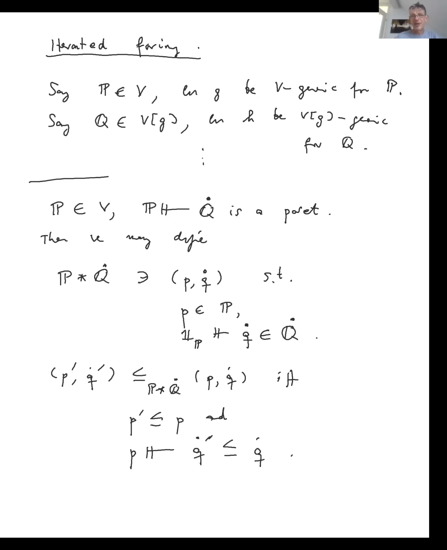Okay, so in some sense this is just a translation. What you're doing is you have a two-step iteration. You first force with P, then with a Q in the extension, and you can do it in one step, and vice versa. Once you understand that you can handle these two-step iterations in one step, you also can see how to pass a limit stage of such an iteration. So a general iteration is just a longer one than just two steps.